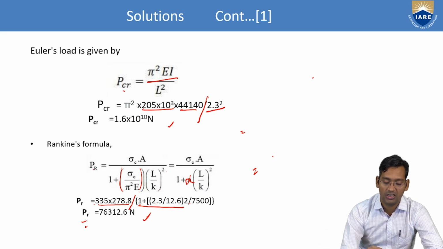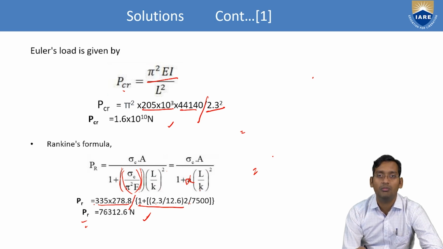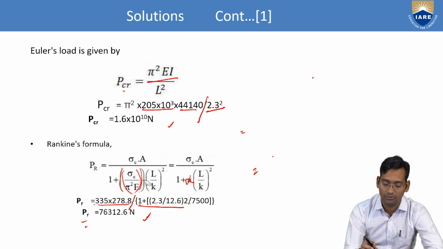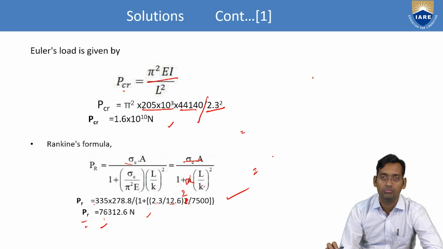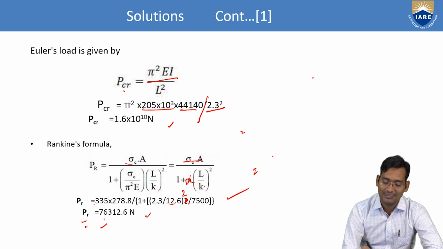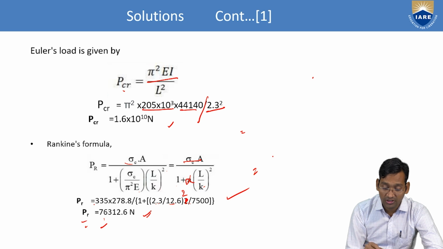Now by Rankine's formula. So Rankine's formula is sigma C by 1 plus sigma C by pi square E, this is only the alpha, by L by K square. So simply we can write P equals sigma C A by 1 plus alpha into L by K whole square. Now everything we know, so let's put in the values. After putting the values you will get 335 into 278, this value, whole divided by 1 plus alpha, which is 1 by 7500, L is 2.3, K is 12.6, that whole square. So this is whole square, this is not 2. After solving this, you will get P equals 76,312.6 Newton.